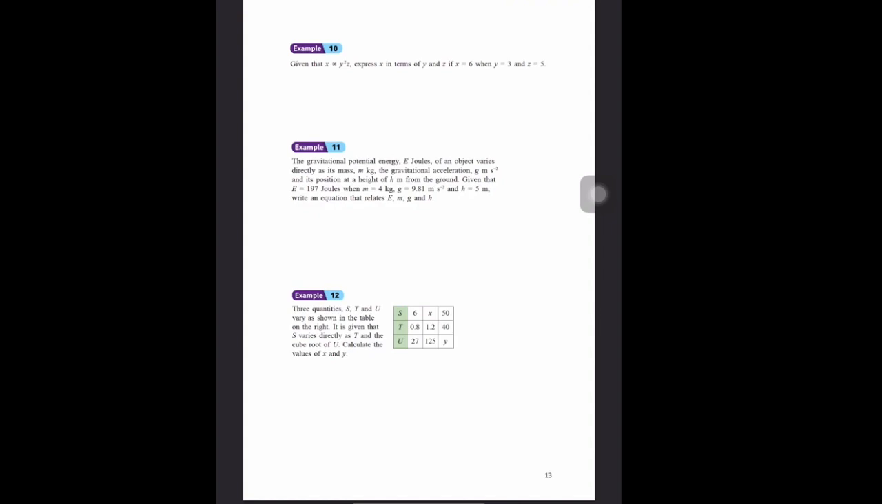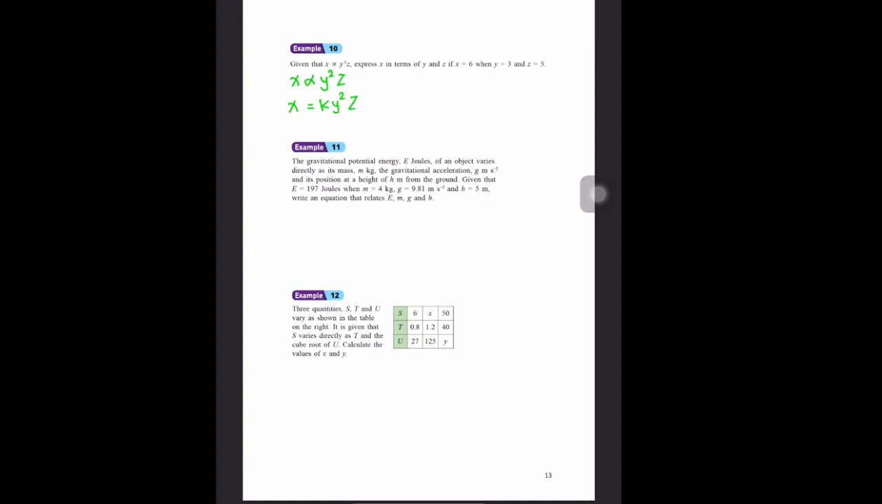We look at the next example. Given that x varies directly as y square z, express x in terms of y and z if x equals 6 when y equals 3 and z equals 5. So I write it first. X varies directly as y square z. Change it into equation form. X equals ky square z.